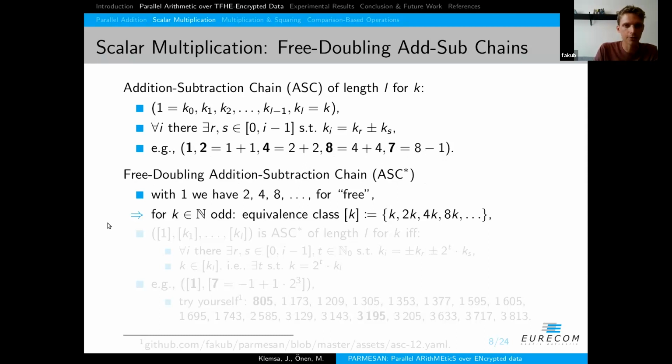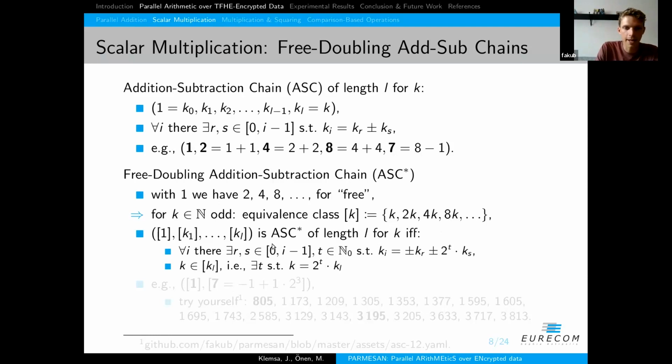The additional feature of our chains is free doubling, which means that together with 1 in the beginning, which is a trivial chain, we also have 2, 4, 8, and any power of 2 basically for free. So what we define is an equivalence class for an odd integer k, which contains k in the beginning, and then 2k, 4k, 8k, and so on. Any multiple of k by power of 2 is present in this equivalence class, which we obtain almost for free.